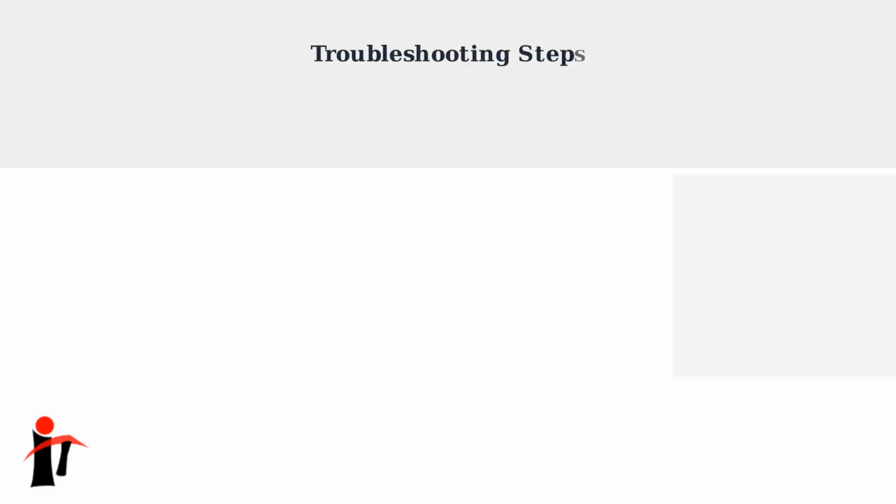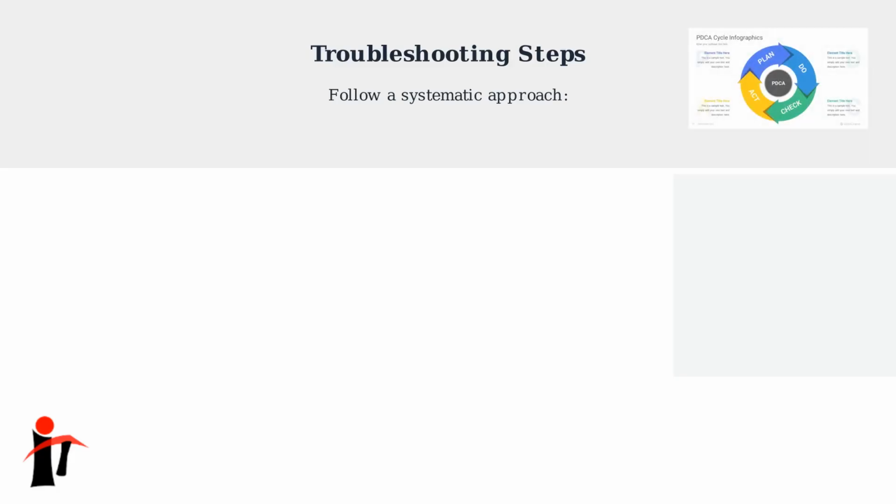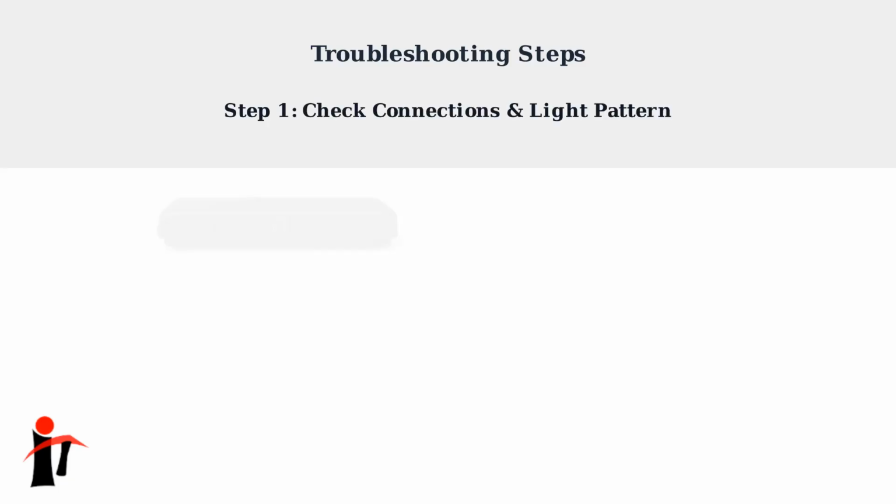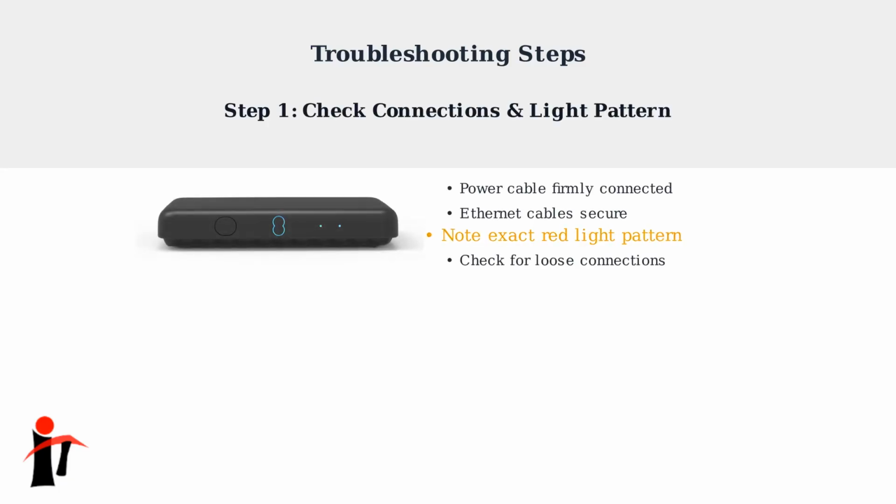When your EE box shows a red light, follow these proven troubleshooting steps in order. This systematic approach resolves most issues quickly and efficiently. Step 1. Start with the basics. Check that all power and cable connections are secure. Pay attention to the specific red light pattern. Solid red, flashing red, or alternating colors each indicate different issues.